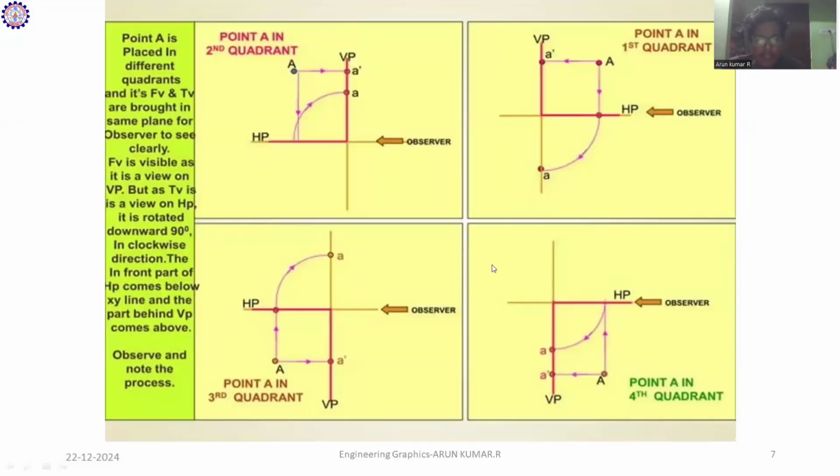Good morning. In this lecture series, we see about projection of points. Last class, we saw only the points in the first quadrant. Let's see each and every quadrant, how to solve this kind of problem in a real-time example.